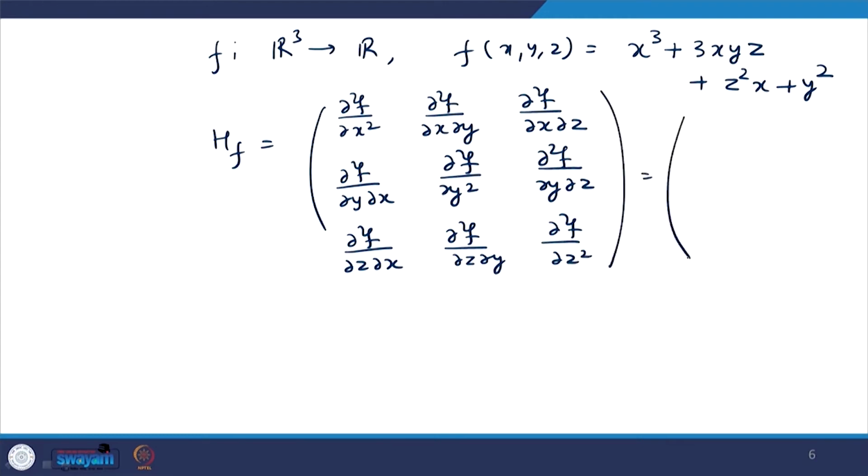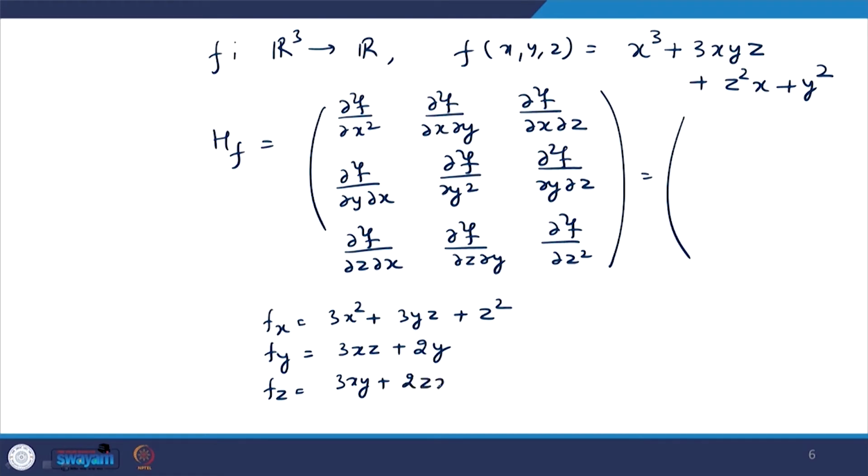So, let us compute this. So, first you can compute f x is 3 x square plus 3 y z plus z square. What is f y? You can compute f y from here, it is 3 x z plus 2 y, and f z is what? F z is 3 x y plus 2 z x.